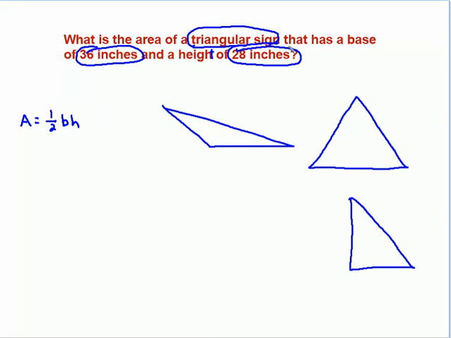So in this case, I've been given the base, right? The base is 36 inches. So I'll take 36 there. And I've been given the height, which is 28 inches, and that's useful. And if I want to find the area, because this is a triangle, I can't forget to multiply by 1/2. All right, so 36 times 28.